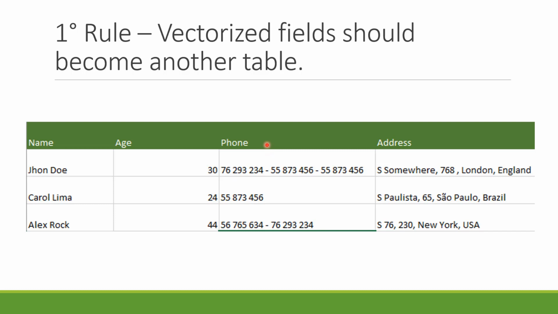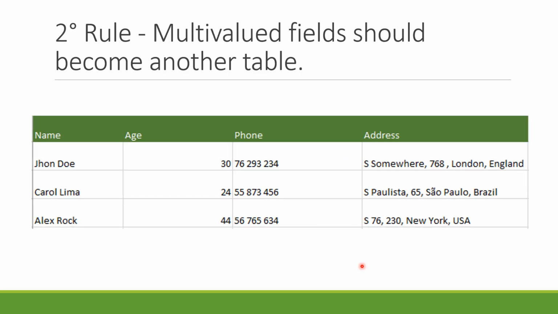And the first rule says vectorized fields should become another table. So in this way, we're not gonna have the phone field. Instead, we will have the phone table, which will store all the phone numbers of all the users. We're gonna see this phone table later. But for now, let's go to the second rule.